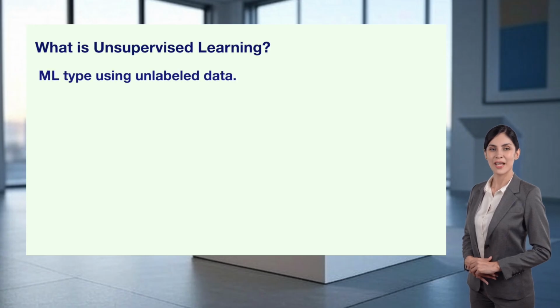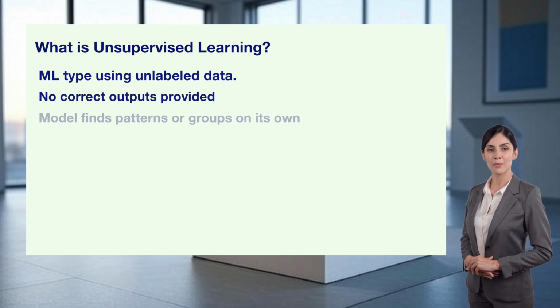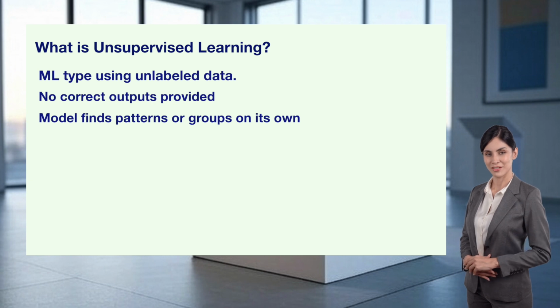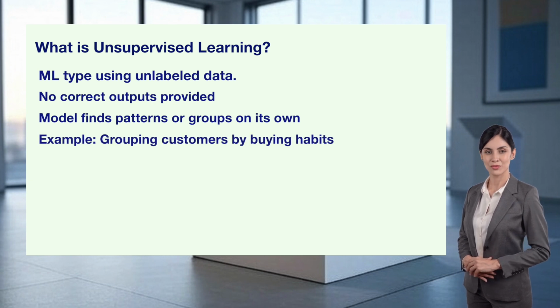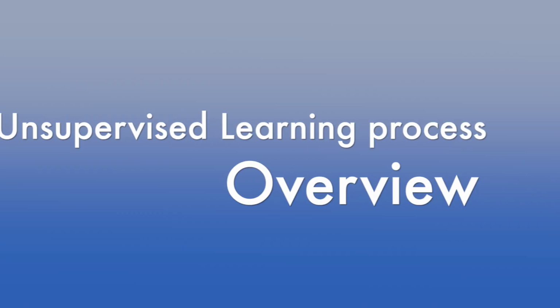Unsupervised learning is a type of machine learning that uses unlabeled data to discover patterns. Unlike supervised learning, there are no correct outputs or labels provided to guide the model. Instead, the model finds patterns or groups in the data on its own without any supervision. For example, it might group customers by their buying habits to understand their preferences. It's like exploring a new place without a map, discovering hidden structures as you go.